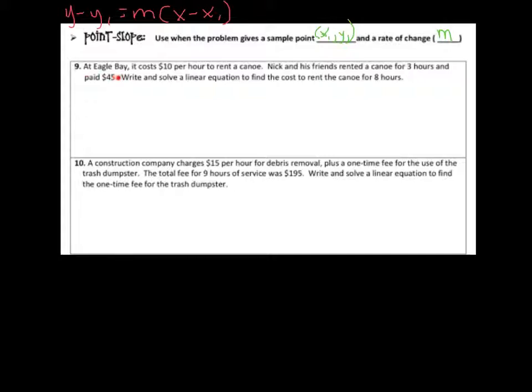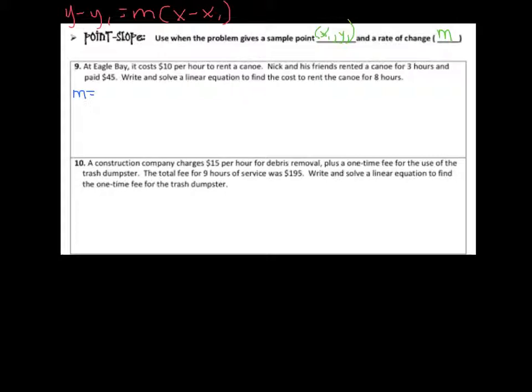So it says at Eagle Bay, it costs $10 per hour to rent a canoe. Nick and his friends rented a canoe for 3 hours and paid $45. Write and solve a linear equation to find the cost to rent the canoe for 8 hours. Okay, so if you're looking here, the first thing that would be probably a good idea would be to go ahead and identify your rate of change or your slope, and then go ahead and identify the sample point that they may have given you.